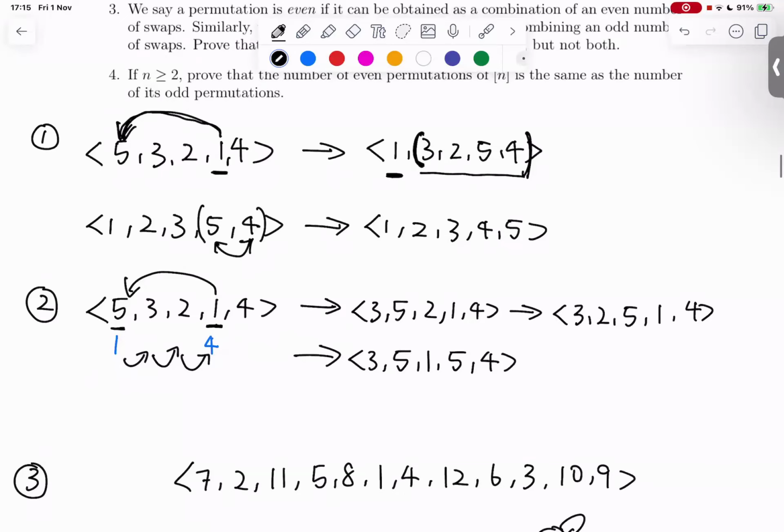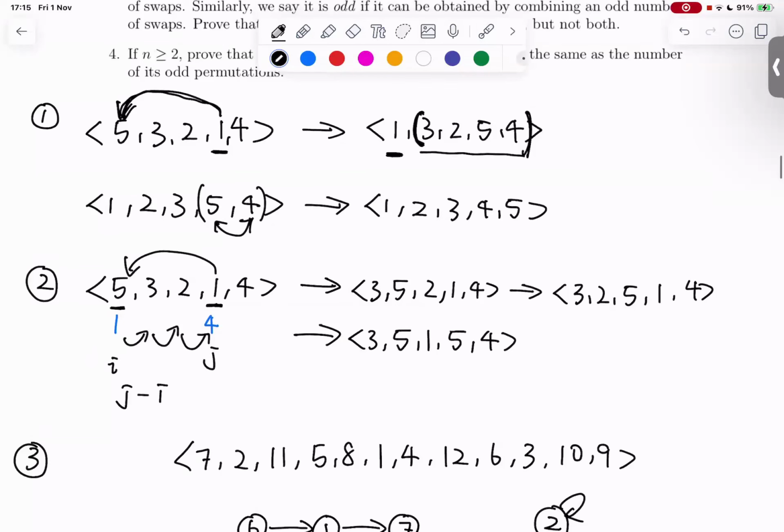So let this bigger position be j, and this smaller position be i. Then we only need j minus i simple swaps to put the ith element to the jth position, right? And then after that, the original jth element will be placed here, at position j minus 1, and then we want to put it back to i, right? So it's the same argument, and it only requires j minus 1 minus i simple swaps. We can put this 1 back to its original position. So in total, we just require this number of simple swaps, and we can perform any swap.